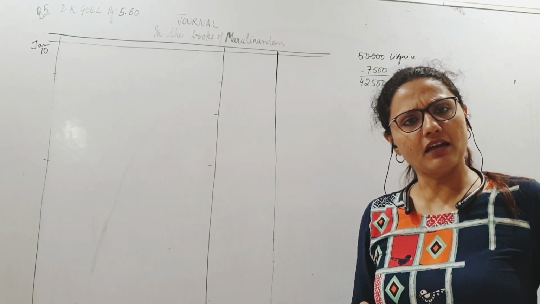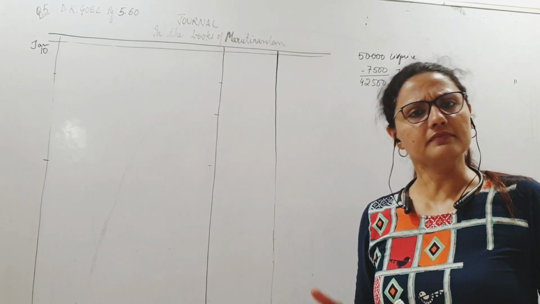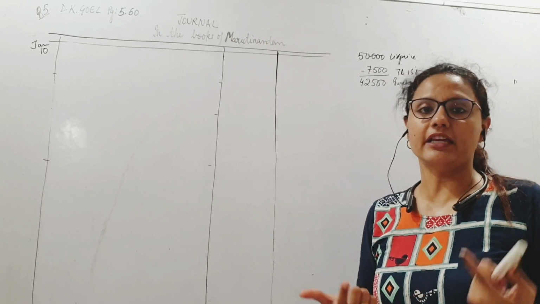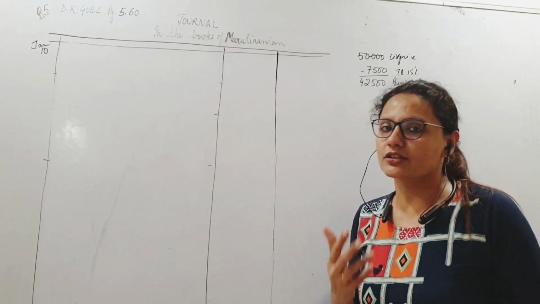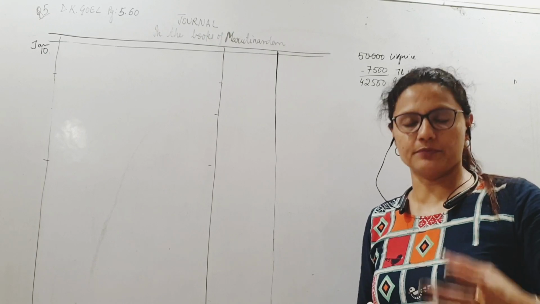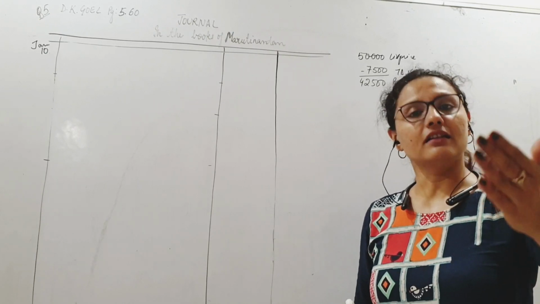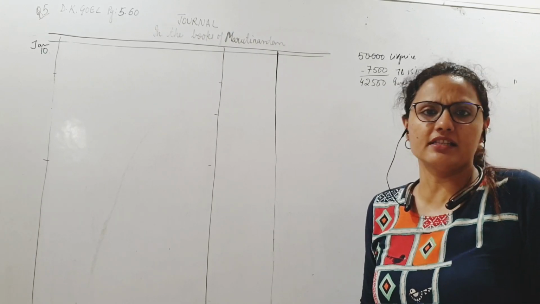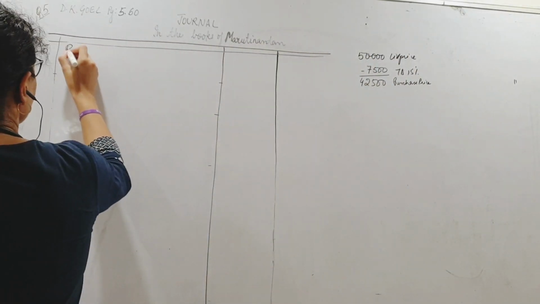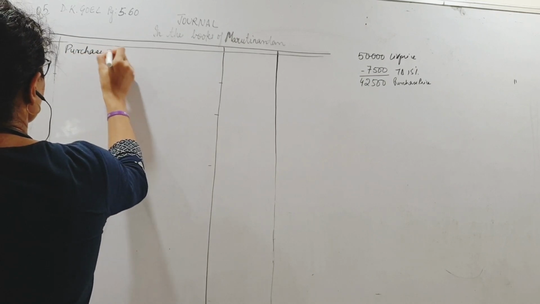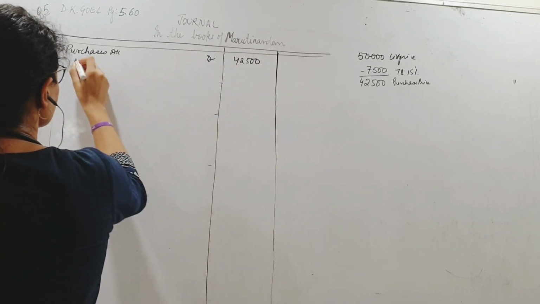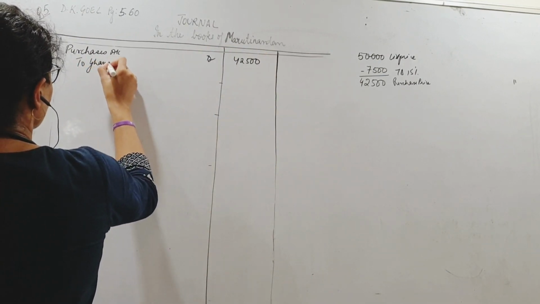Am I paying him right now, or is it a credit transaction? Name of the party is given, Ghanshyam, and no clue whether there is any cash movement. Therefore, it's a credit transaction. So what is the entry for credit purchase? Purchase account debit, it is an expense, expense is increasing, so debit. And to whom? Ghanshyam. He is my liability because he is my creditor, so I need to pay him 42,500. So that entry comes as Purchases account debit 42,500 to Ghanshyam.